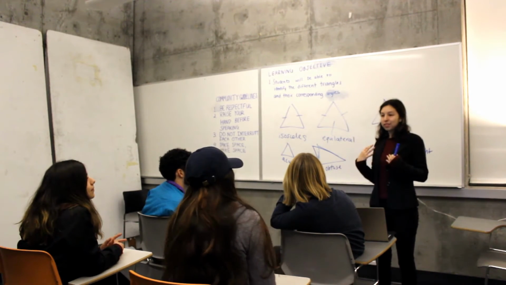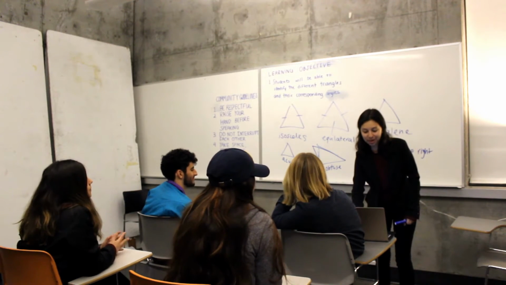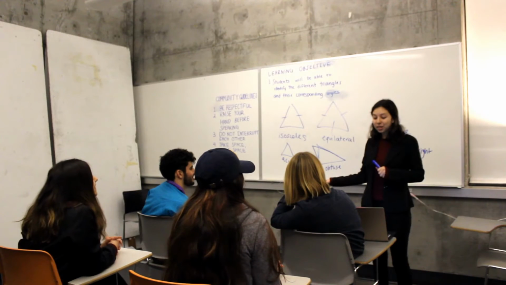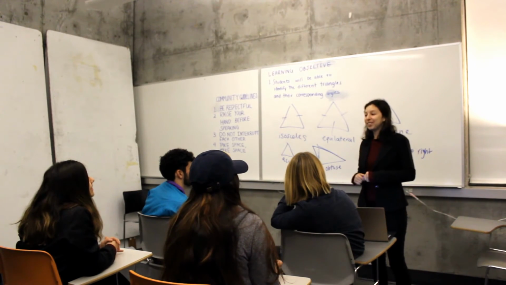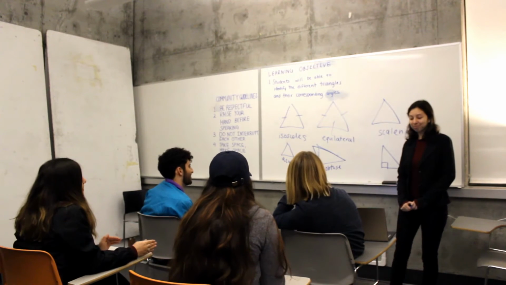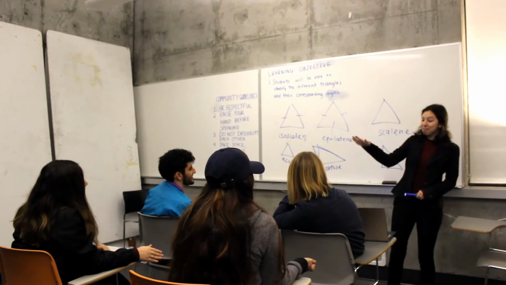I'm going to say the first line and then you can repeat after me. Okay. And don't giggle, this is actually pretty helpful. You look at the sides, you look at the angles to determine the different triangles. Let me break it down.